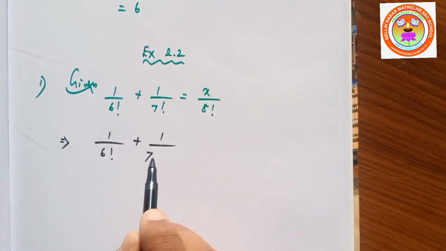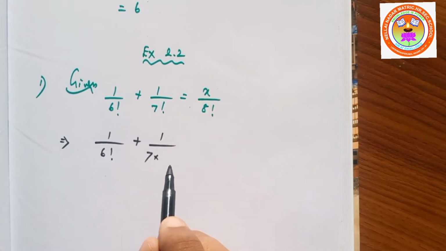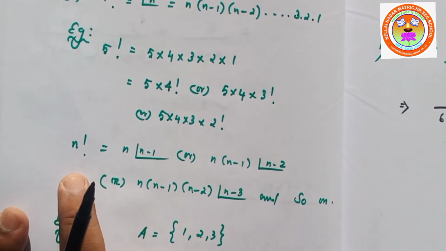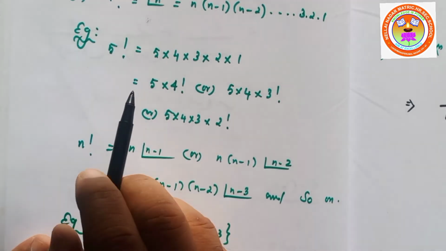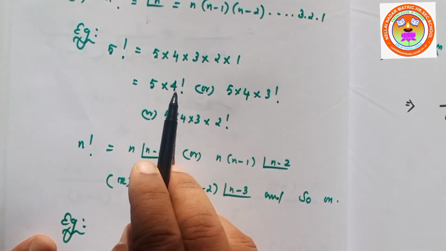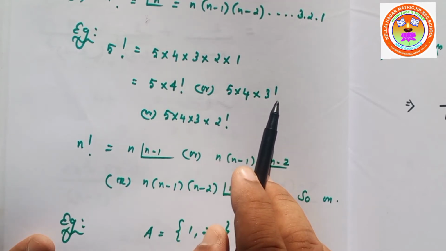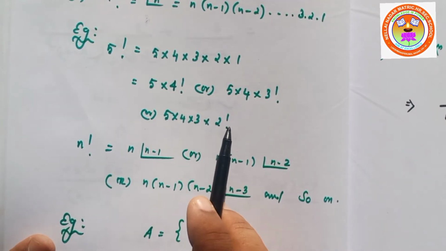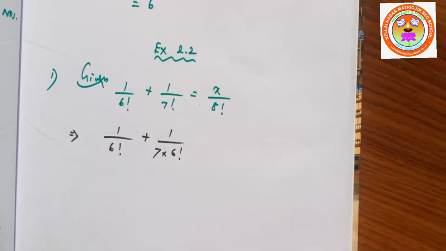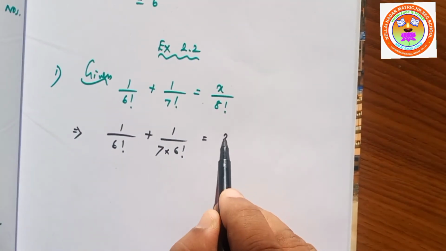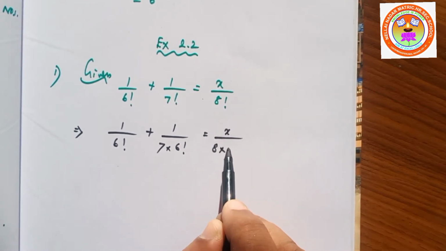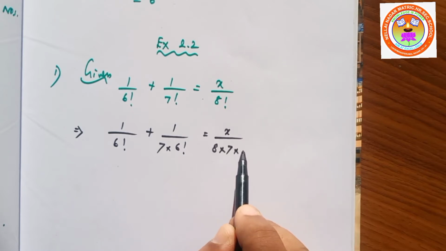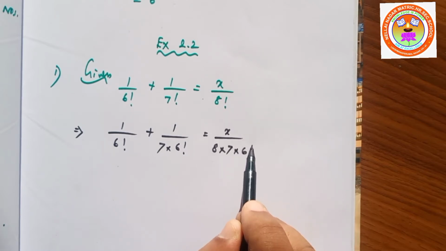Already I told you, 7 write as it is, into 7 minus 1, that is 6, 6 factorial, according to this formula property. N factorial, that is equal to n into n minus 1 factorial. Look at that. 5 factorial equals 5 into 4 factorial, or else 5 into 4 into 3 factorial, or else 5 into 4 into 3 into 2 factorial. Like that you can write. Right? That is equal to x divided by 8 factorial, that can be written as 8 into 7 into 6, 5, 4, 3, 2, 1 can be written as 6 factorial.